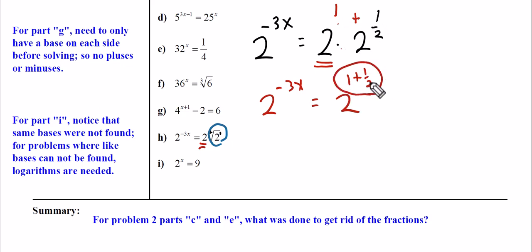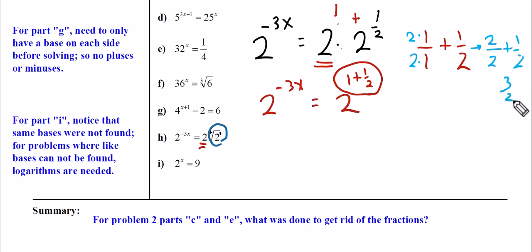Now, this might hurt some of you. But we need a common denominator, right? So we have 1 over 1 plus 1 over 2. I need to multiply this by 2. That's 2 over 2 plus 1 over 2, which is 3 over 2. So this whole thing is 3 over 2.